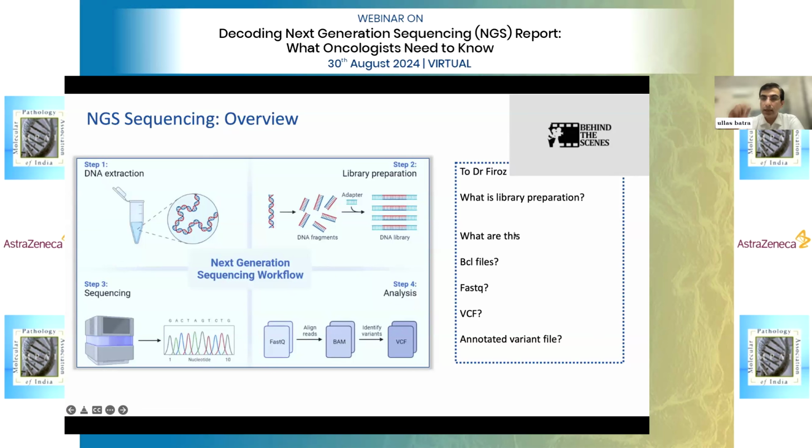So can I ask, I mean, fantastic. What I realized is BCL files are the raw data, then you convert into the FASTQ files, and then you do the VCF file so that you can find out the variants. Now, what I want to ask is, let's say I look at a FASTQ file or a BCL file, how much of this is observer dependent?